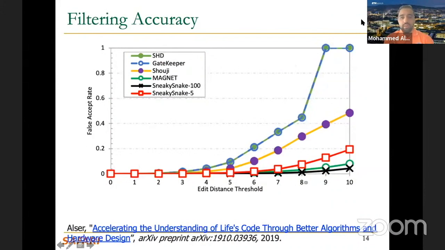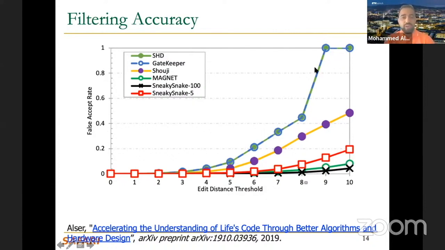All right, so given that you already see Gatekeeper, Shouji, Magnet, and now SneakySnake, you can get a clear idea on the accuracy, hopefully. In SneakySnake, we don't have any dependencies. We don't have a domination with the zeros as we have in Gatekeeper and Magnet as well. So you can see SneakySnake performs the best, even better than Magnet. You can see the black plot over there. This is SneakySnake, and the green one is Magnet, the light green.